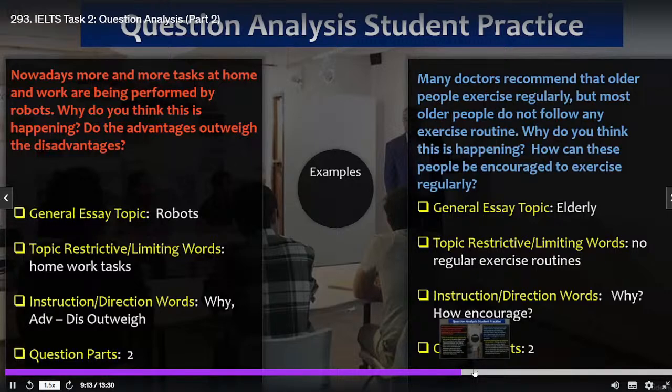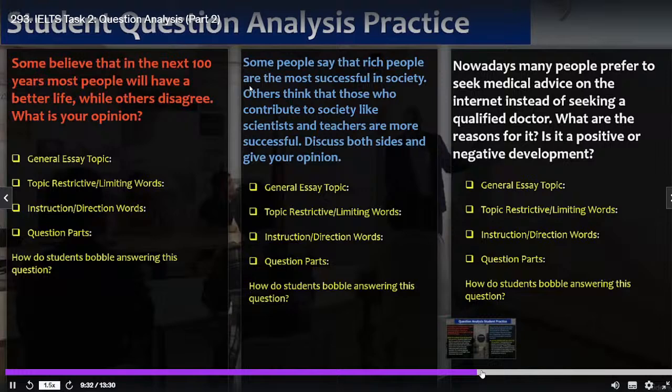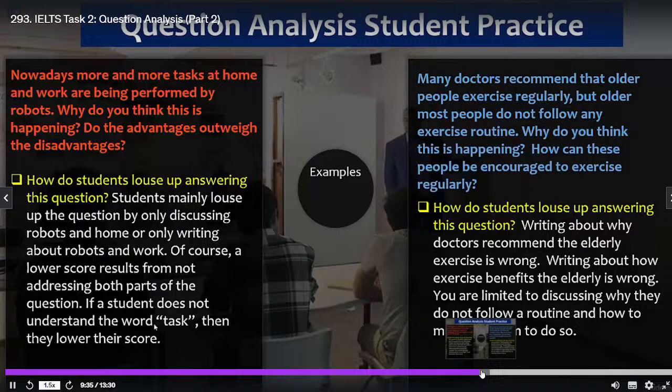advice on the internet, and how can you motivate them to follow a routine? That is the limitation of the question. You cannot go outside of that box.